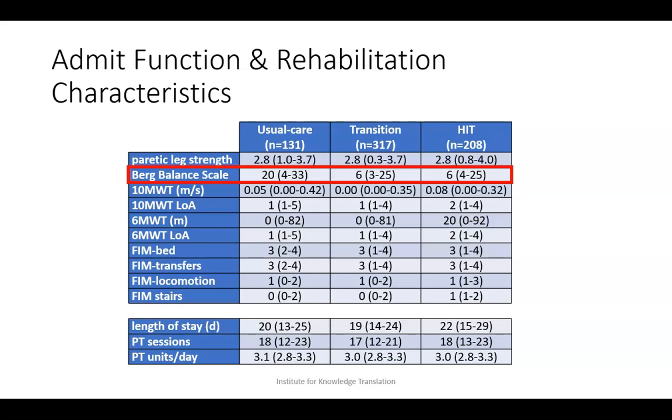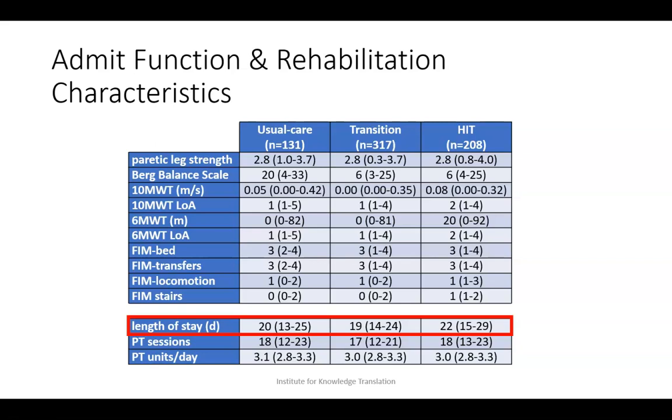The other thing that's different between groups was the length of stay. So it's 2 days longer in the high intensity training phase. Whether or not this comes back to the balance, and people being more impaired and having longer lengths of stay when they're more impaired, I don't know. But knowing that there is a longer length of stay in the HIT phase, these are the two things that are different.